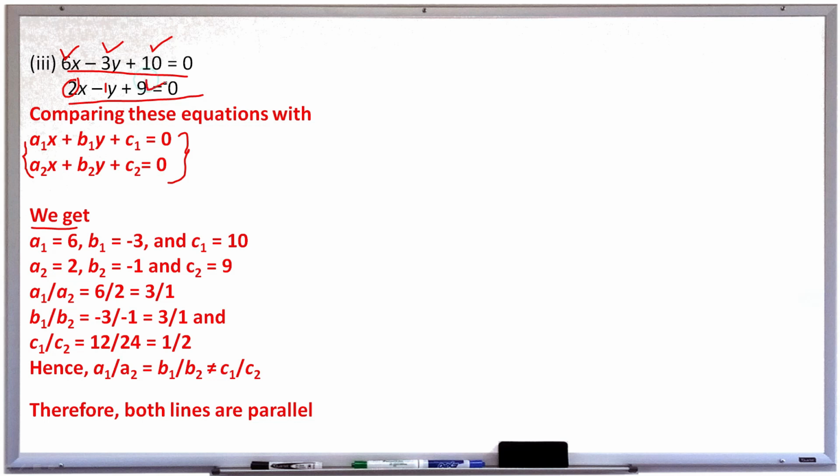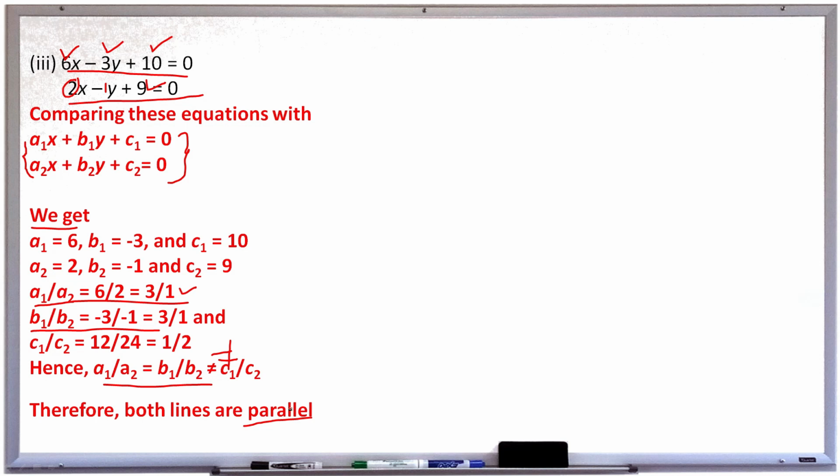Just compare: a1/a2 is equal to 6/2, which can be reduced to 3/1, b1/b2 is equal to 3/1, and c1/c2, if you see, you are getting 1/2. First two values are equal, a1/a2 is equal to b1/b2, whereas b1/b2 is not equal to c1/c2, then the lines are parallel.